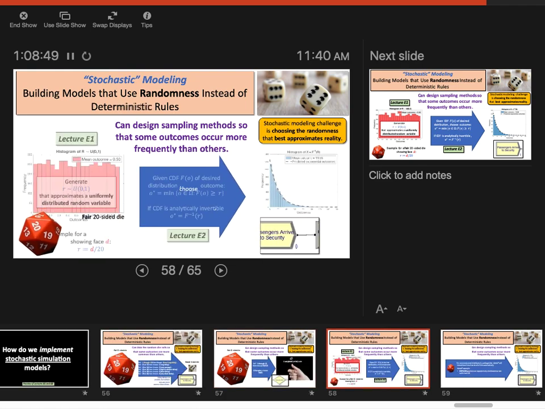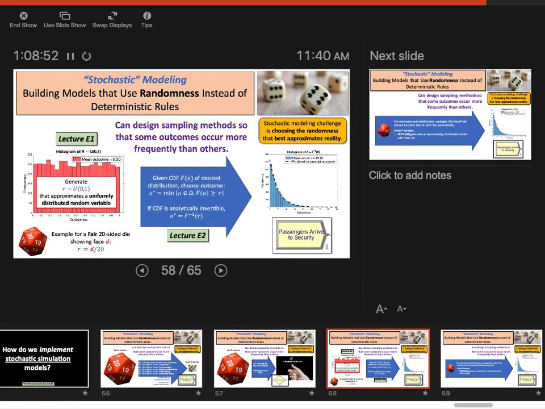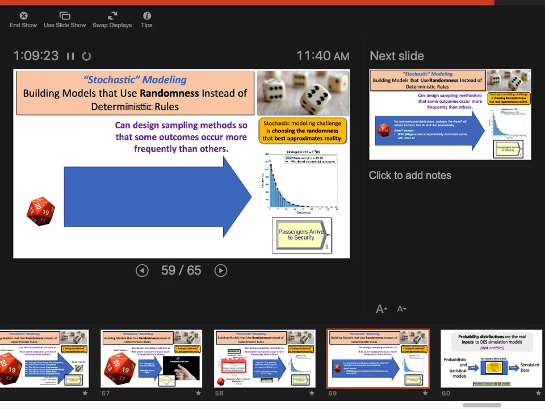Now, I need a way to generate this fair die, and we'll talk about that in lecture E1. There's ways in which we can use deterministic math to generate something that approximates a fair die. And once we have a fair die, we will then use some mathematics that is in lecture E2 that allows us to draw from any probability distribution we want. So as long as you can go out and fit a probability distribution to data, we can build a sim that generates data that looks just like the real data. And that's what we'll use in these sims.